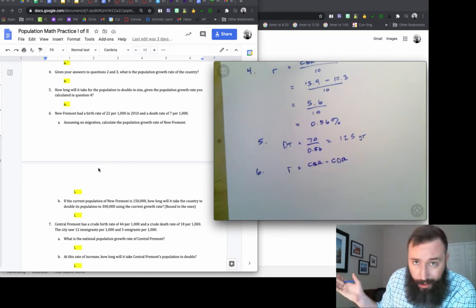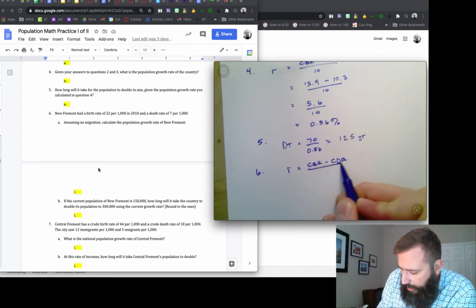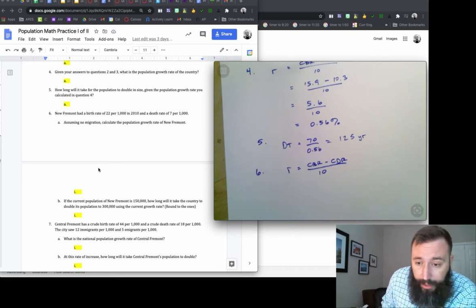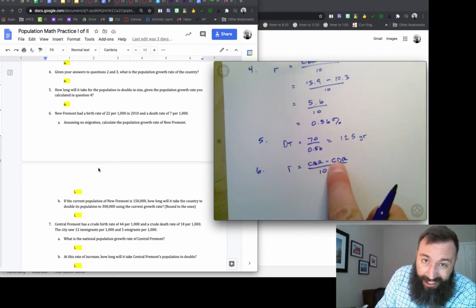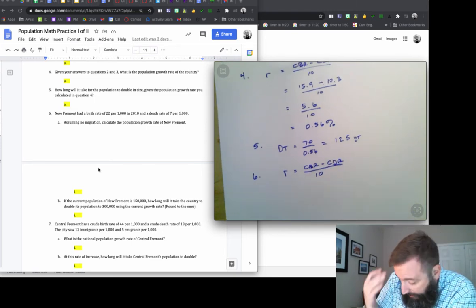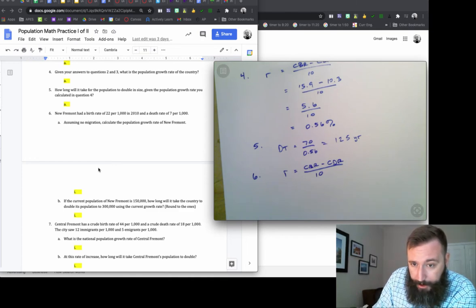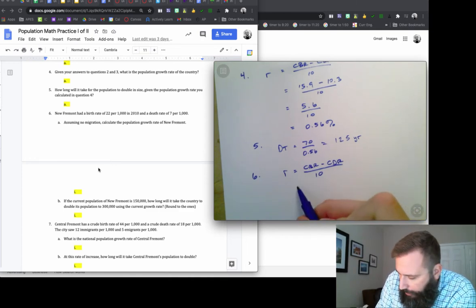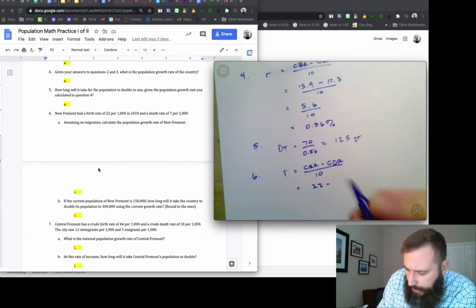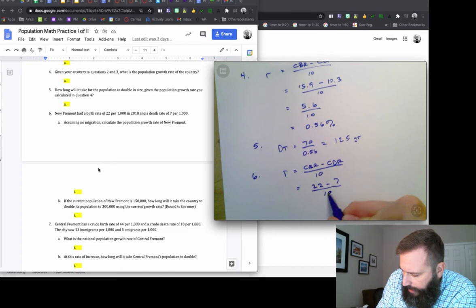I always write out the equation first because for me it's a lot easier to go through and just plug in the numbers that I know and then solve, right? And it's also kind of practice because the more I write this out on my paper and show my work, I'm getting it into my head a little bit more, right? All right, so what do we got? R is equal to 22 minus 7 over 10 is equal to 5 over 10 is equal to 0.5%.